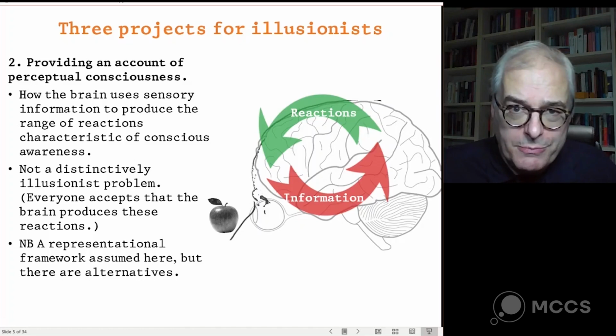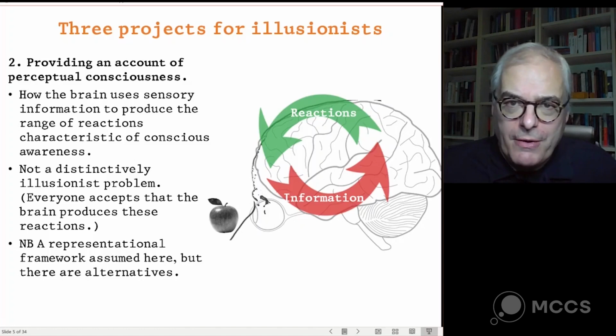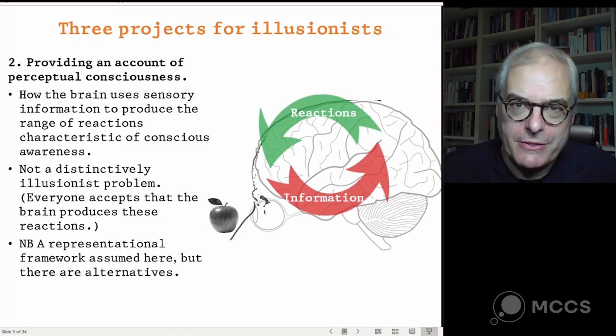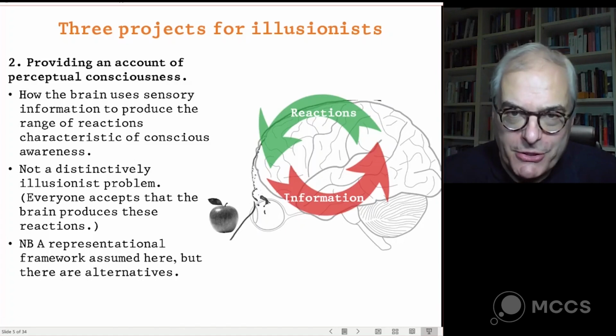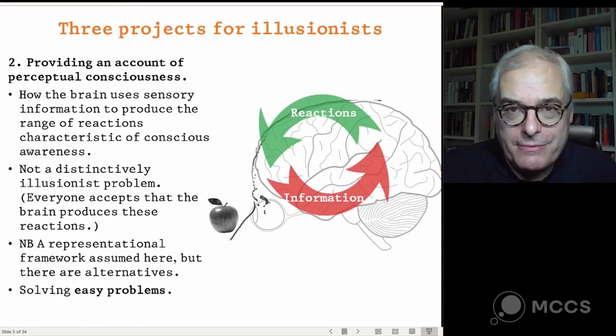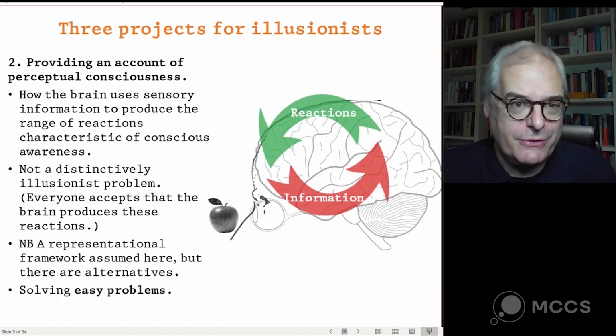It's not that illusionism requires you to take a representational approach. Illusionism is neutral as to the precise nature of the processes that support the sensitivities and reactive dispositions that constitute perceptual consciousness. Okay, so that's just an important qualification there. So all of this involves solving what David Chalmers calls easy problems, problems that can be characterized in broadly functional terms.